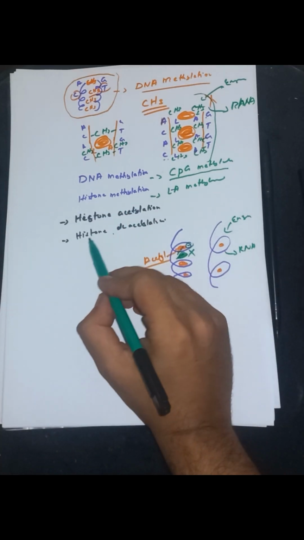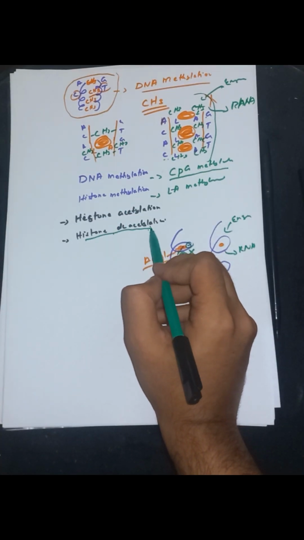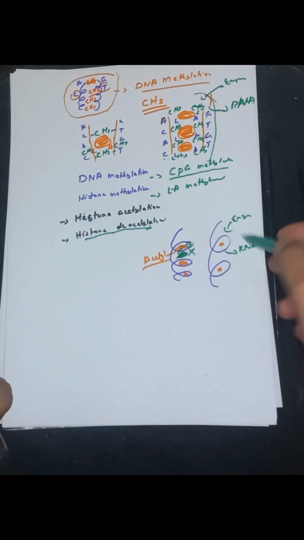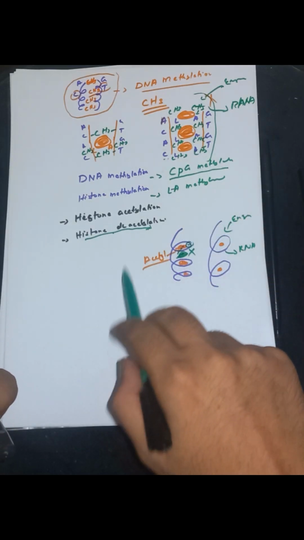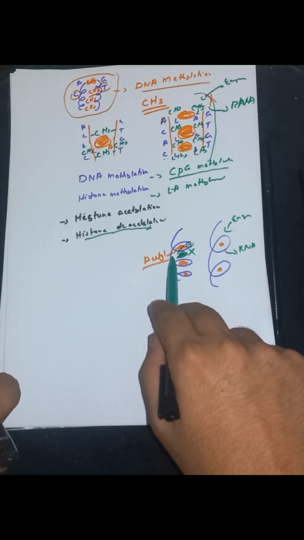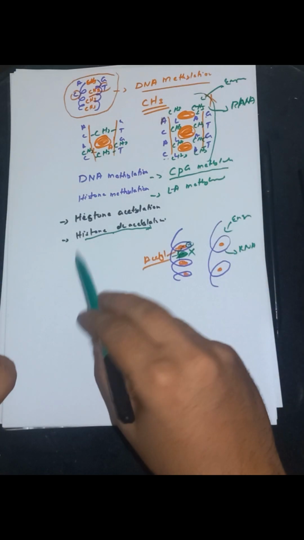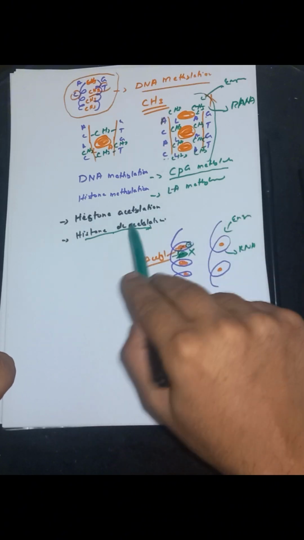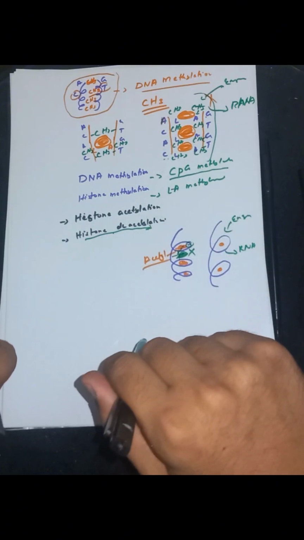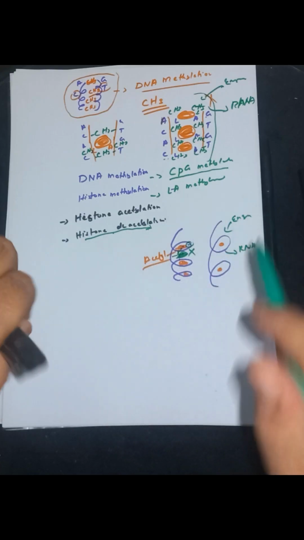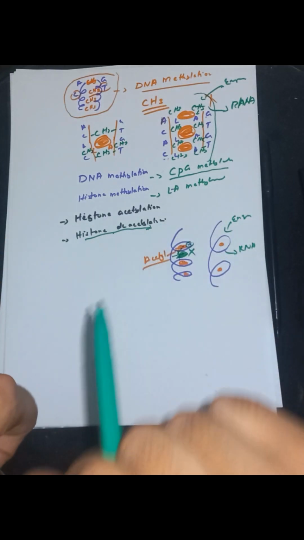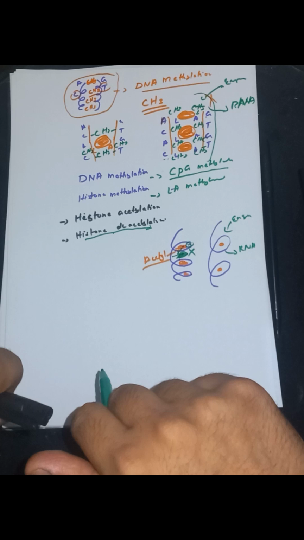And histone deacetylation is just another topic which will make it harder again, or condensed again. Deacetylation means positive charge will come back on histone and it will be condensed, but this is another term which was used in the book. But the main thing is histone acetylation is occurring, which is making it loosely packed.